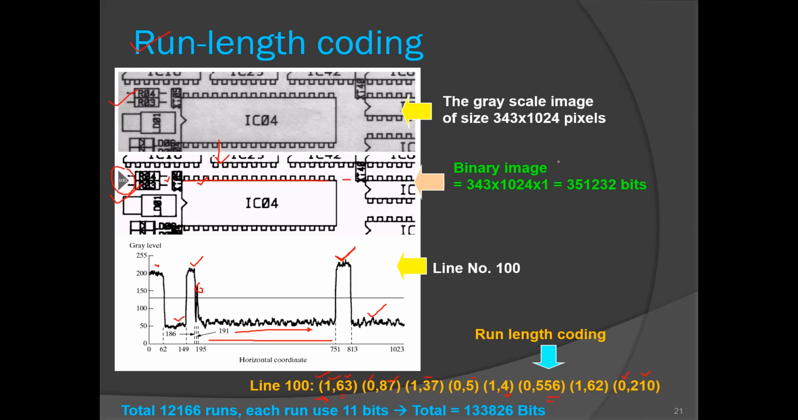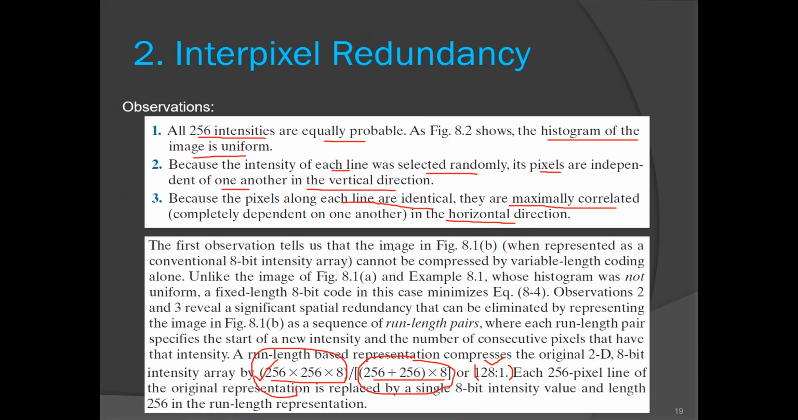As you can see, for the gray scale image we will require 343 into 1024 into 8 bits. For the binary image we will require this many bits. For the image encoded using run length coding, we will require this many bits. So using run length coding we can avoid interpixel redundancy.